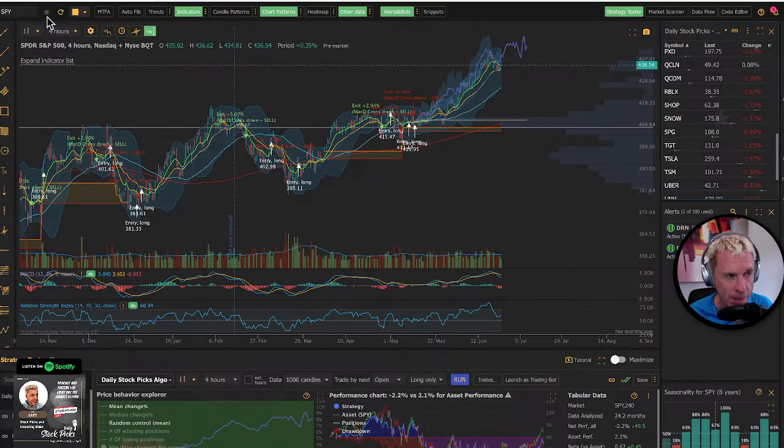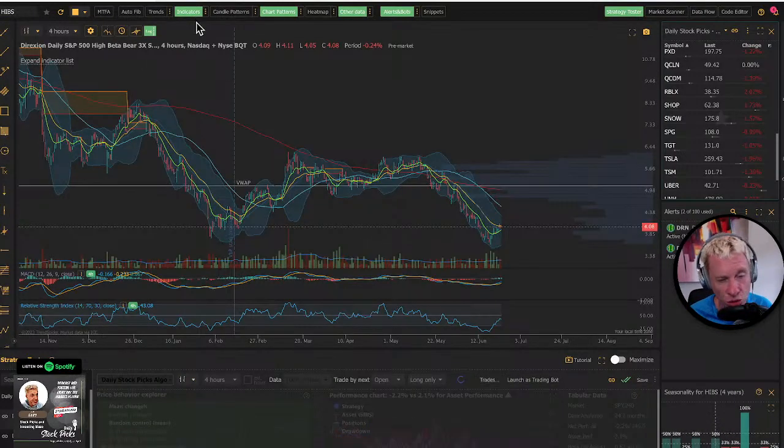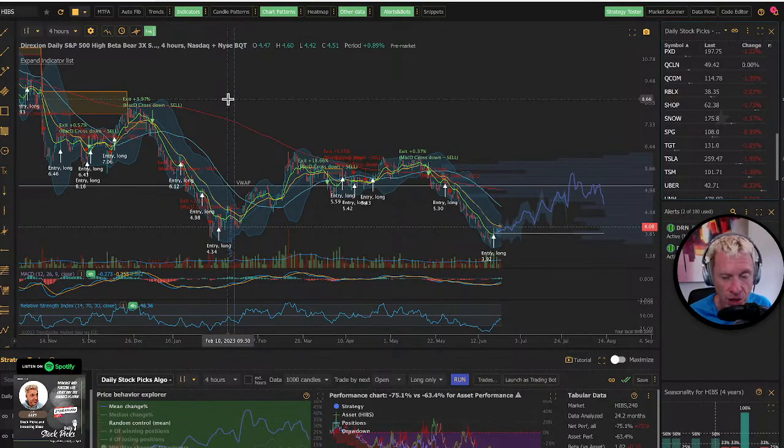I am holding HIBS. I will sell HIBS by the end of the day. HIBS is trading right now at $4.22. I bought it at $4. I will get out of this. This is a triple levered bear ETF on the S&P. At some point in time, I will sell this today.